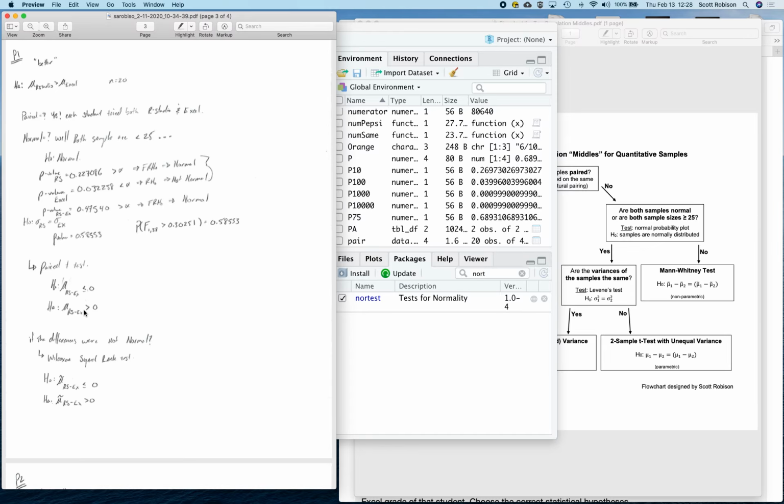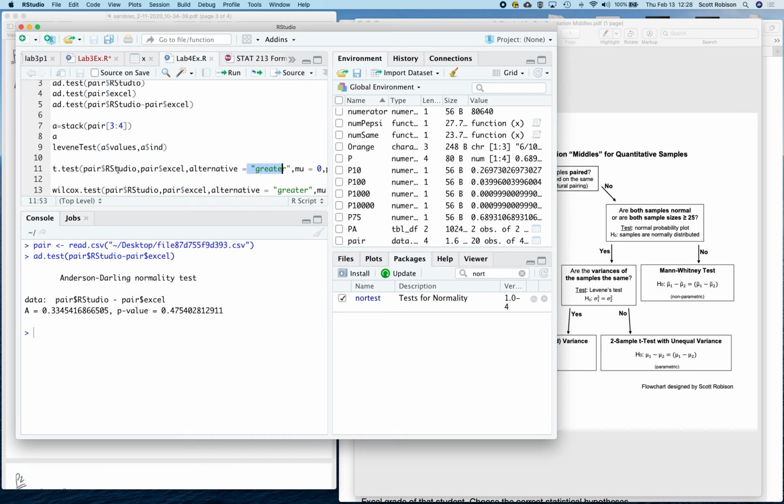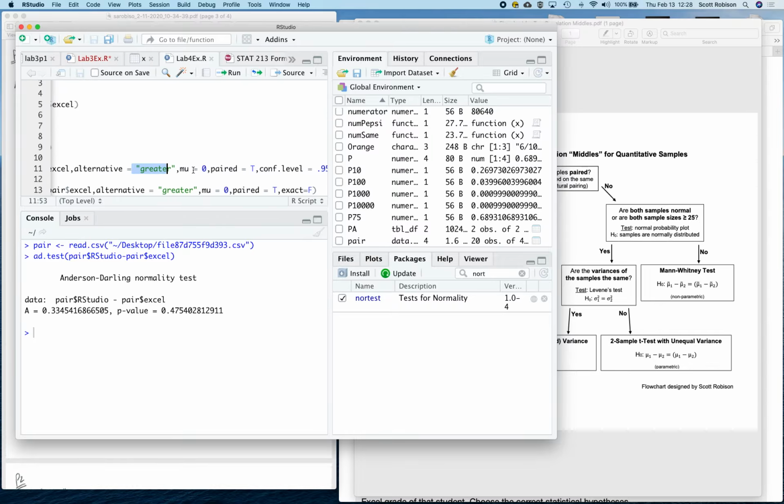So here the sign should be greater than, but it should be mu sub the difference is greater than, you can see here, just 0, to see if RStudio, the average RStudio is doing better than the average of Excel. Okay, so here the alternative is the greater than sign, mu is 0. Here, one huge difference is saying that the data is paired.